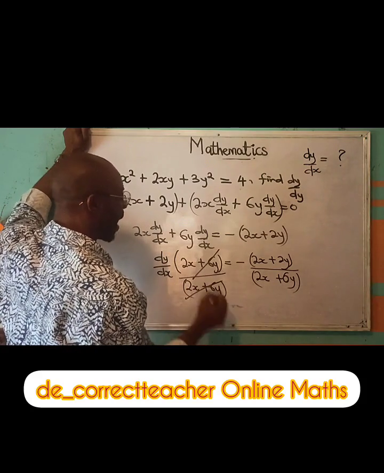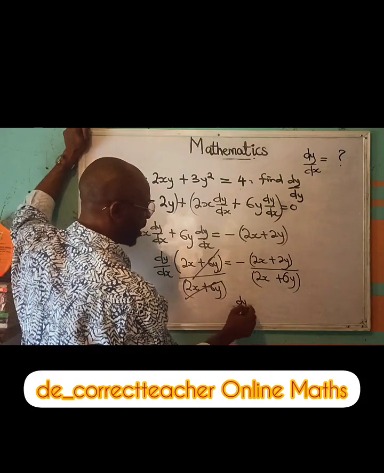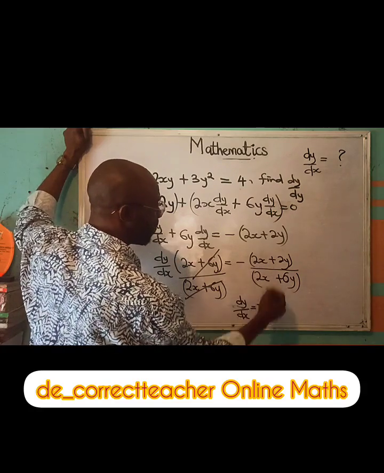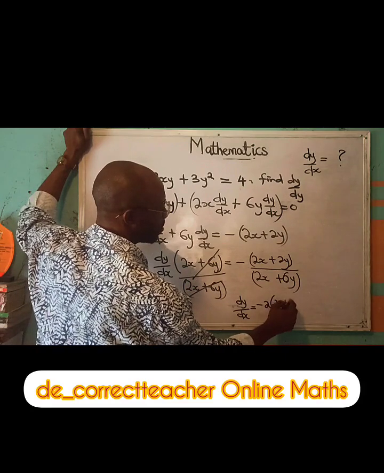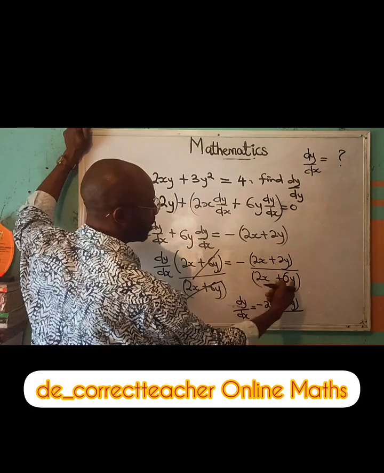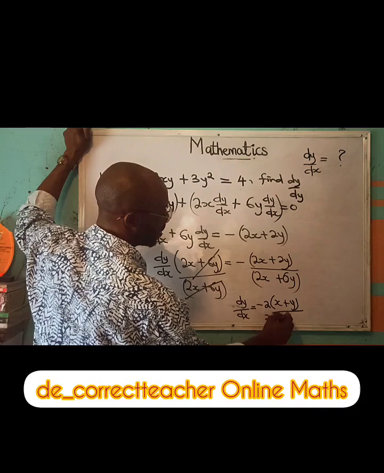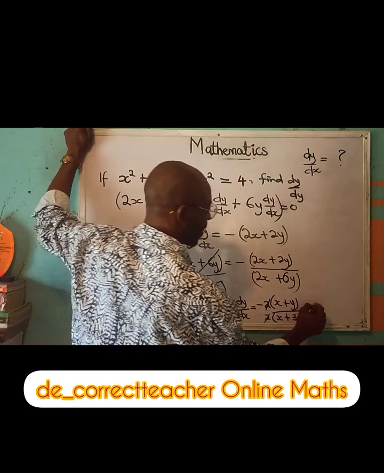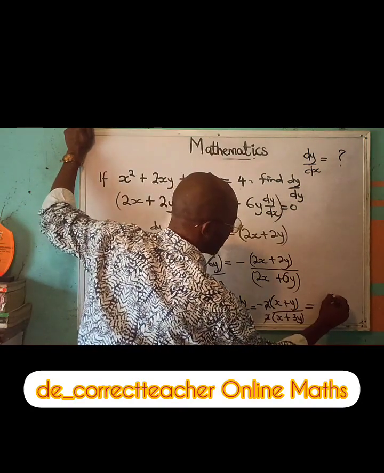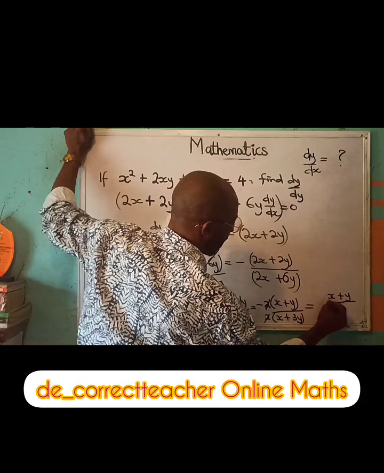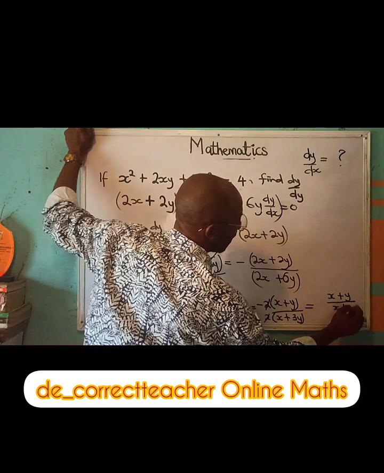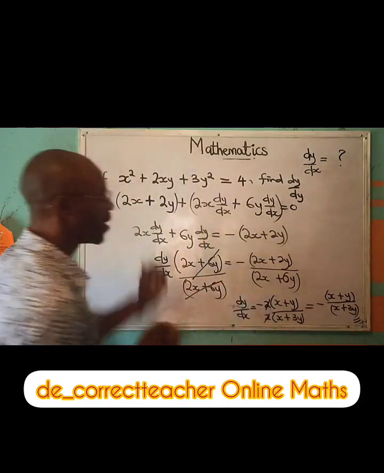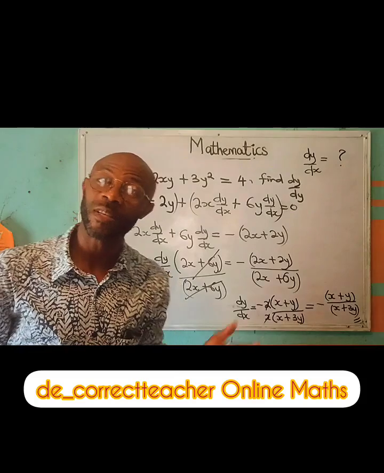So this guy will cancel this guy. So here I have dy over dx equals, here, of course, we have a minus. So 2 can be factored out: 2 times x plus y. Then 2 also can be factored out: 2 times x plus 3y. So that 2 can cancel 2. So that our answer will now be x plus y all over x plus 3y. We'll bracket it. I remember there's a negative here, so I put negative as our answer. So this is the answer to this question.